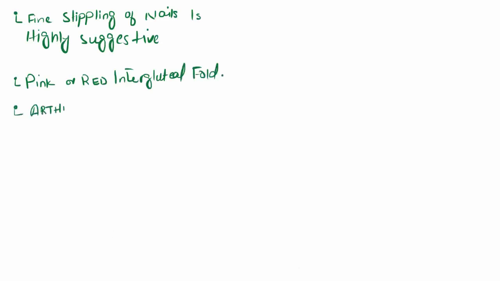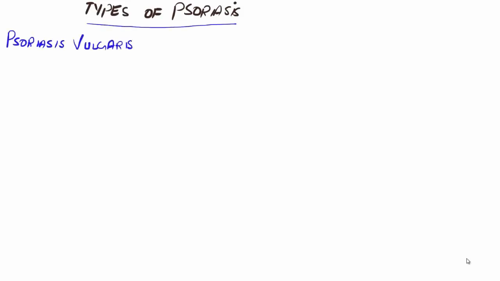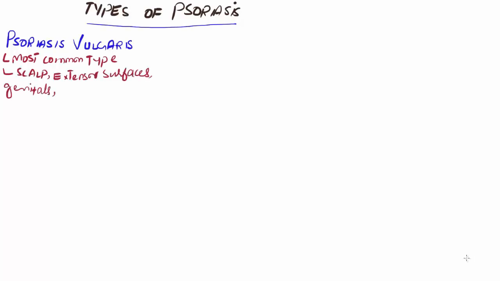Pink or red intergluteal fold may be there, and there may be associated arthritis that is most commonly distal or oligoarticular. Conjunctivitis or blepharitis may be there. Now, types of psoriasis. Common types of psoriasis include psoriasis vulgaris. It is the most common type, involves scalp, extensor surfaces, genitals, umbilicus, lumbosacral and retroauricular regions.